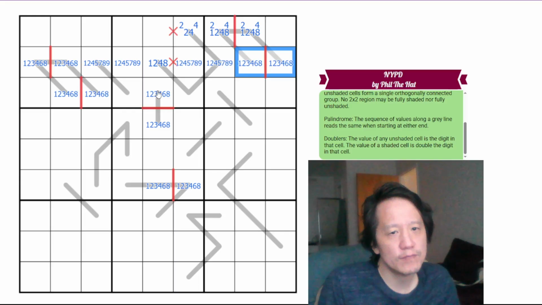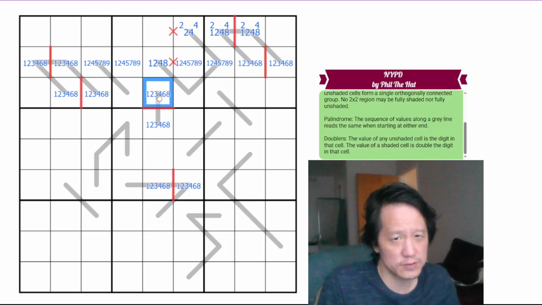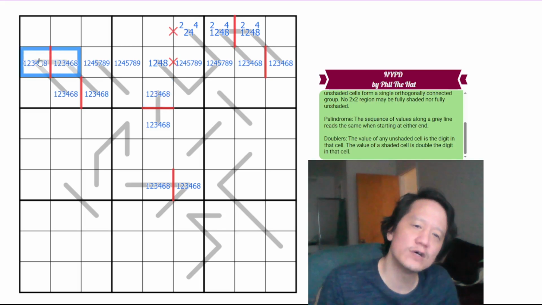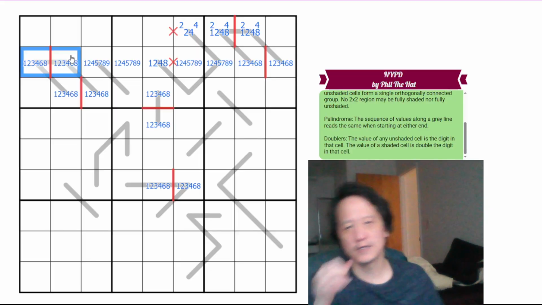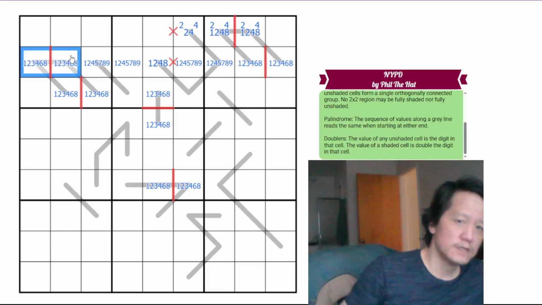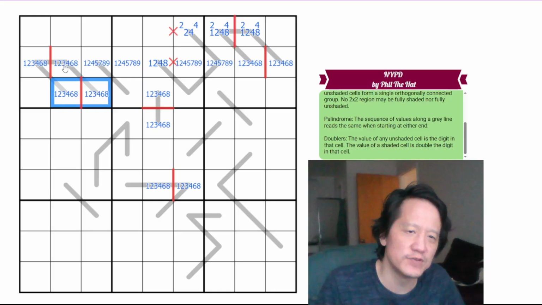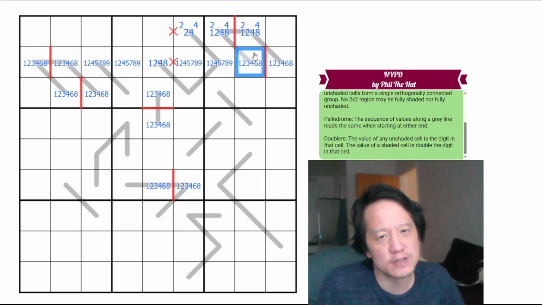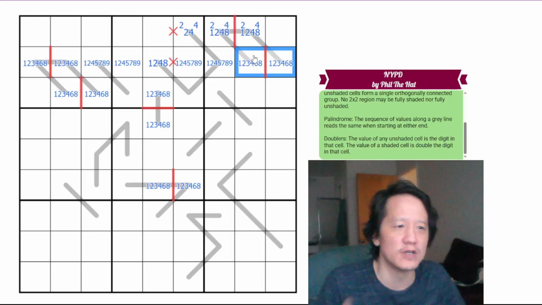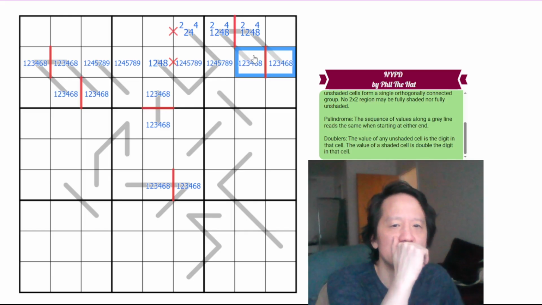If this is one of 3 or 6. So this cannot... Well, it could be 3 or 6. That's interesting. I think either of these still could be 3 or 6. And then this could still be 3 or 6. Or it could be the other 1, 2, 4, 8.